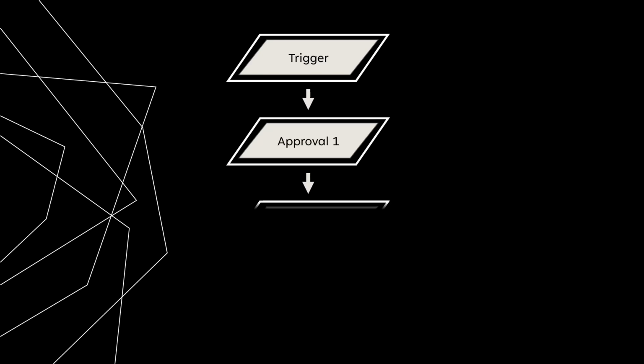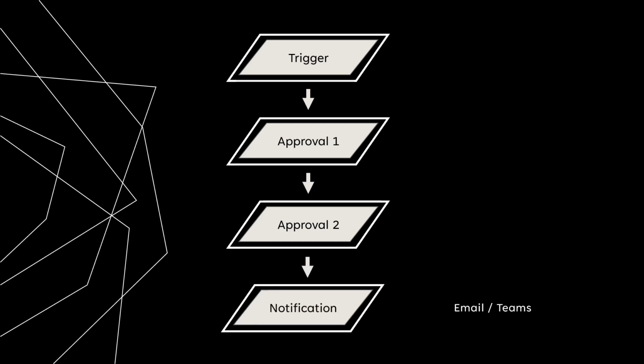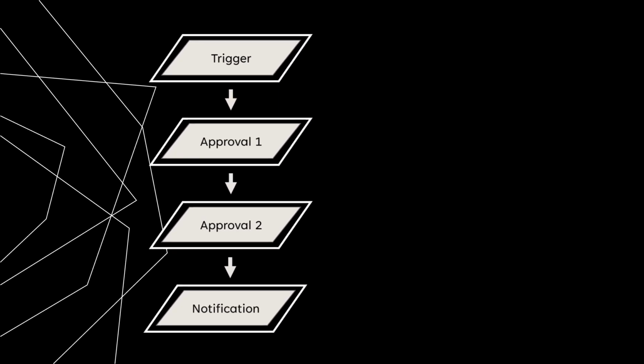If you're going to build this in a linear fashion, it would look something like this. We'd have our trigger, probably when an item is created in our data source, probably SharePoint Online. That'll then go through two steps of approval. We'd probably use the out-of-the-box approval action because it's really simple. And then it'll send a notification to the user or users, probably email or Teams, whatever the case is.